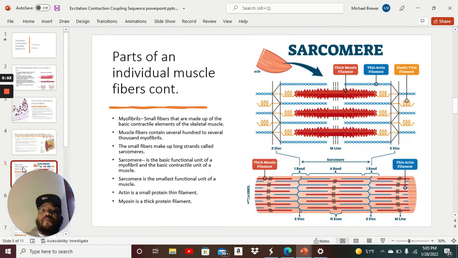So here's more parts of the individual muscle fiber. You've got myofibrils, which are small fibers that are made up of basically the contractile elements of the skeletal muscle. Muscle fibers contain several hundred to several thousand myofibrils. Small fibers make up long strands called sarcomeres. A sarcomere is the basic functional unit of a myofibril and the basic contractile unit of a muscle. A sarcomere is the smallest functional unit in a muscle. So you have all that right here in this drawing.